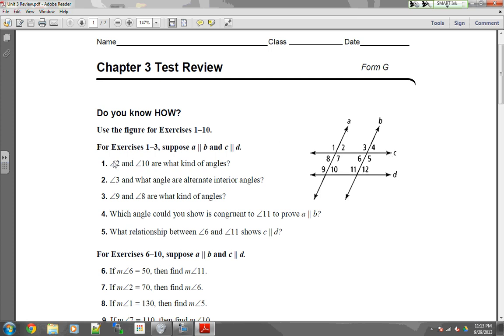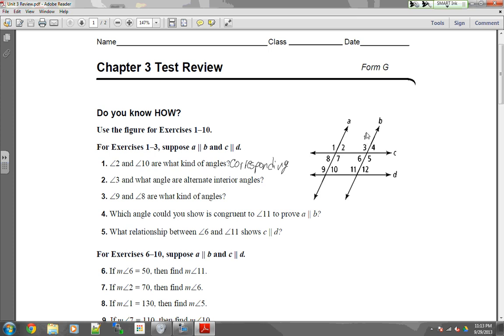So, number 1, angle 2 and angle 10 are what type of angles? Here's 2, here's 10. What type of angles are those? Well, if you were to move line C down to line D, they would be in the same spot, making them corresponding angles. Alright, so they are corresponding angles. Now, let's look at number 3.